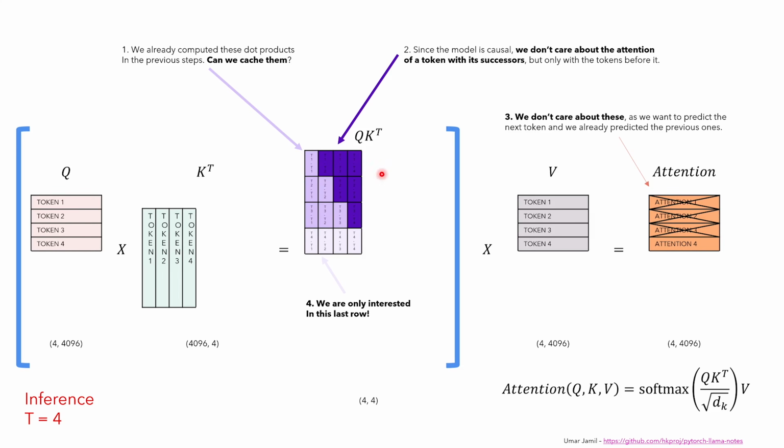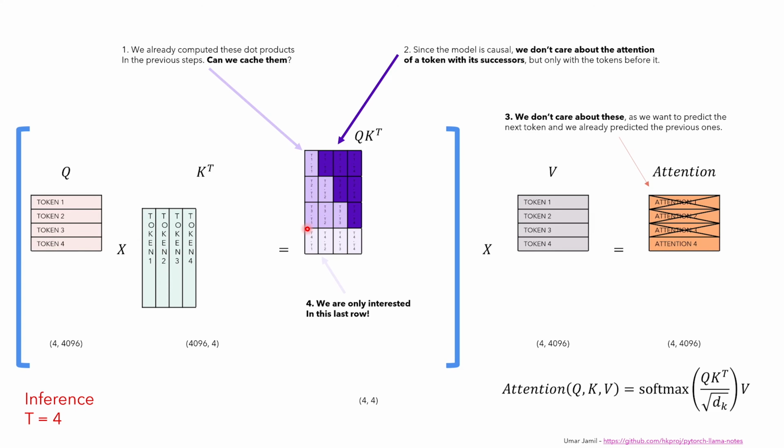But okay, the point is we don't need to compute all these dot products. The only dot products that we are interested in are in this last row. Because we added token 4 as input compared to the last time step, we only have this new token 4, and we want to know how this token 4 is interacting with all the other tokens.